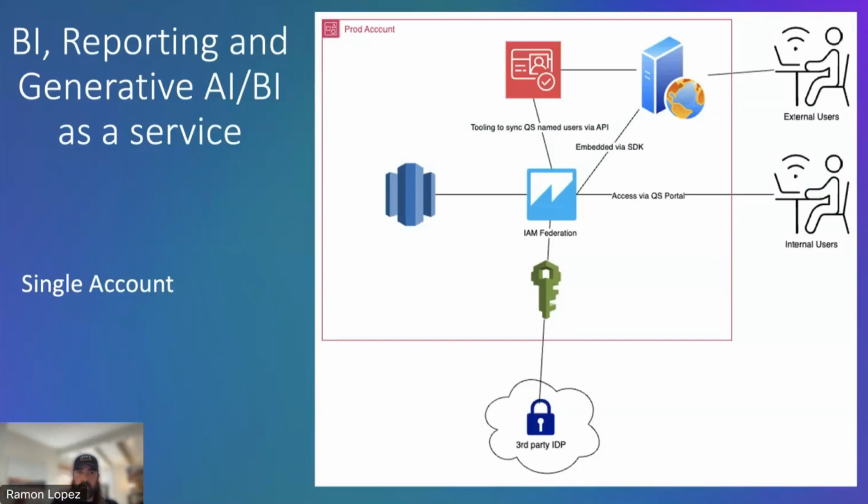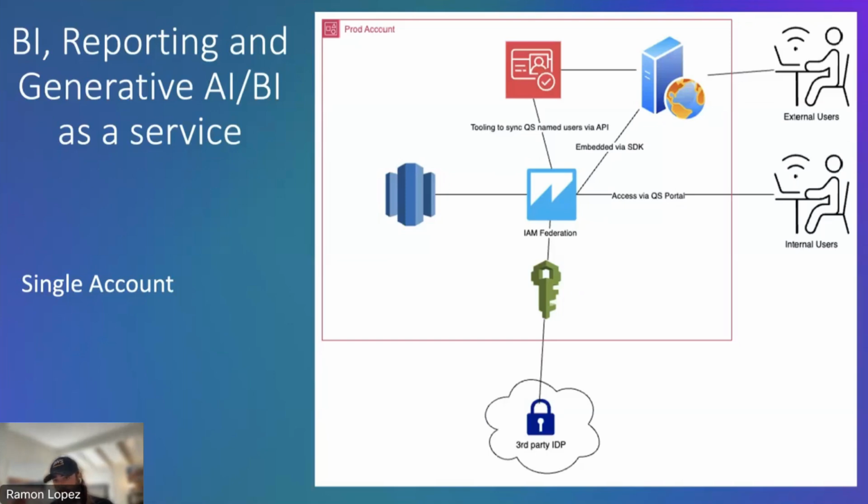So the architecture gets slightly more complicated. This is the single account approach to providing BI as a service. Starting on the right-hand side of the diagram, we see that we have external users and we have internal users. The external users are your customers or your customers' customers. They're going to be accessing via a web application. You might have their own Cognito that manages the users within that external application. And then they're going to be accessing QuickSight that is embedded in the web app through our SDK.